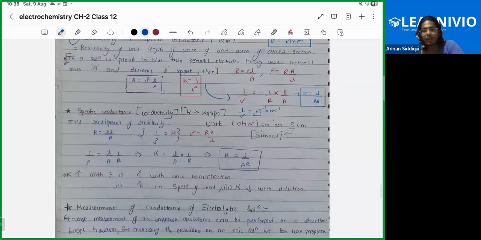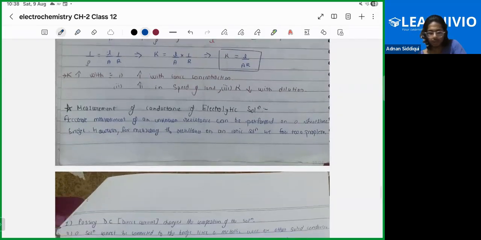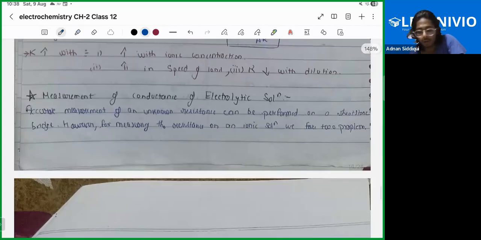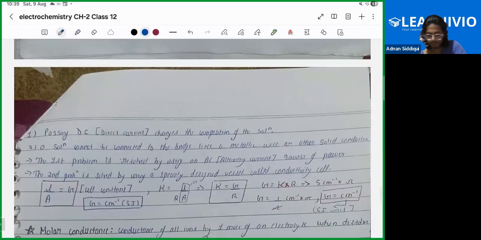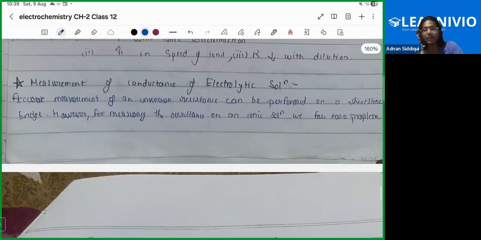Now we know what is resistivity and what is conductivity and how the conductivity is going to get affected. So now let us see how you are going to calculate the conductance of an electrolytic solution, measurement of conductance of electrolytic solution. Okay. So accurate measurement of an unknown resistance can be performed on a Wheatstone bridge. Have you heard about this Wheatstone bridge thing? You might have seen it in your physics lab. So with the help of Wheatstone bridge, you can calculate the resistance of a metallic system, metallic circuit.